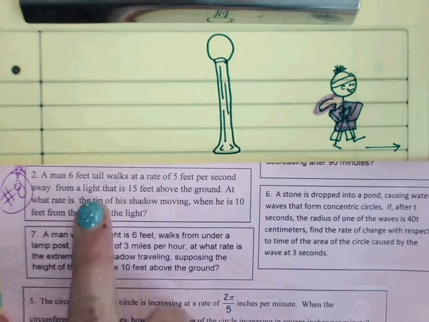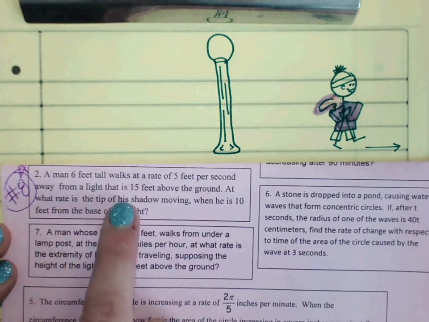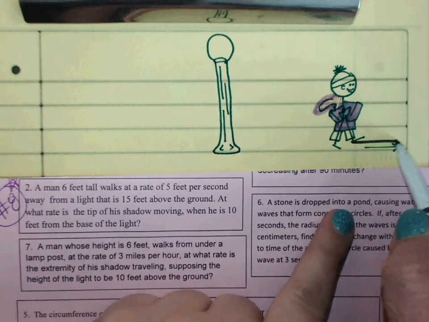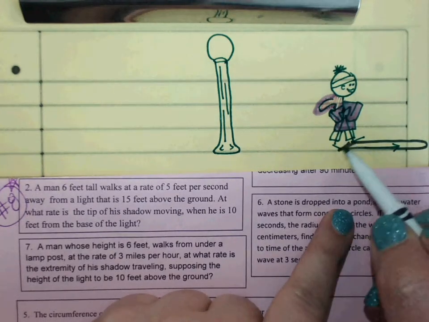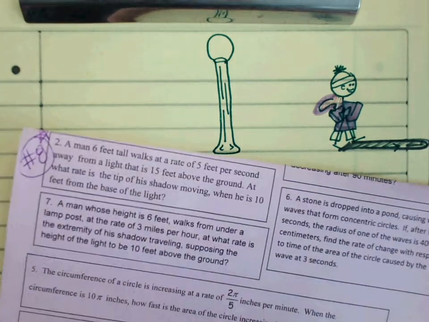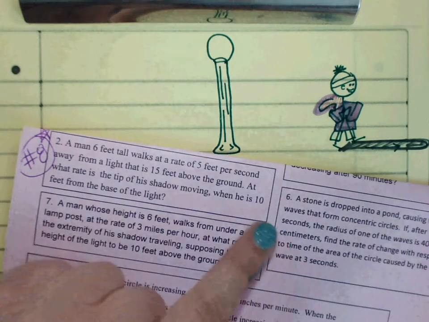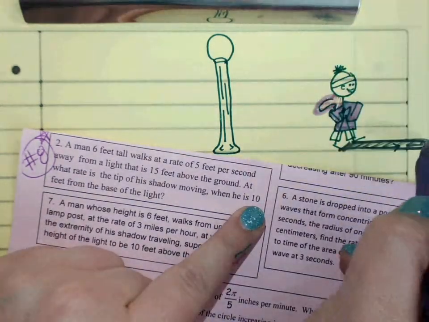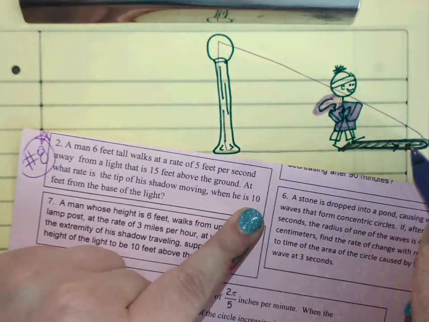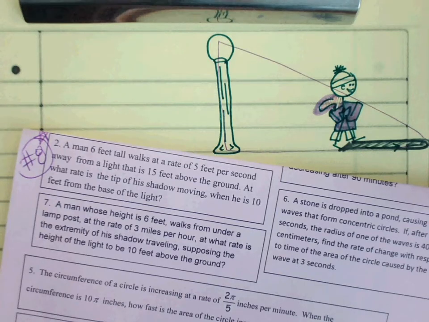Then it says he's walking away from a light that's 15 feet above the ground. At what rate is the tip of his shadow moving? So let's draw his shadow. Here it is on the ground in front of him. There's his shadow. And what you should notice is that the tip of the shadow is going to be, really I should have drawn it further away. But it will make what shape? A triangle, not a sphere.